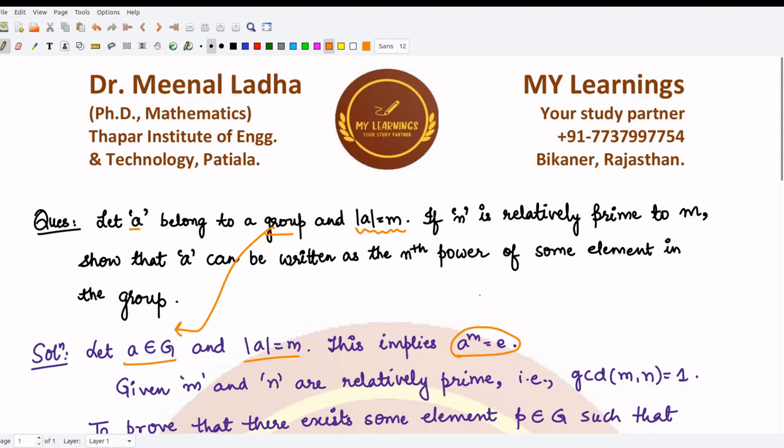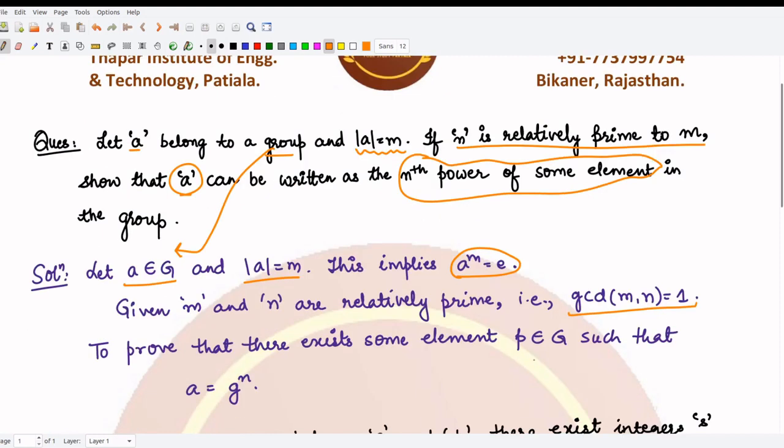Moreover we are given that if n is relatively prime to m, that means the GCD of m with n is equal to 1, then we have to show that this A can be written as the nth power of some element in the group. So we have to prove that there exists some element, let's call that element P, P belongs to G such that A could be written as P raised to power n, because we have considered the element to be P.